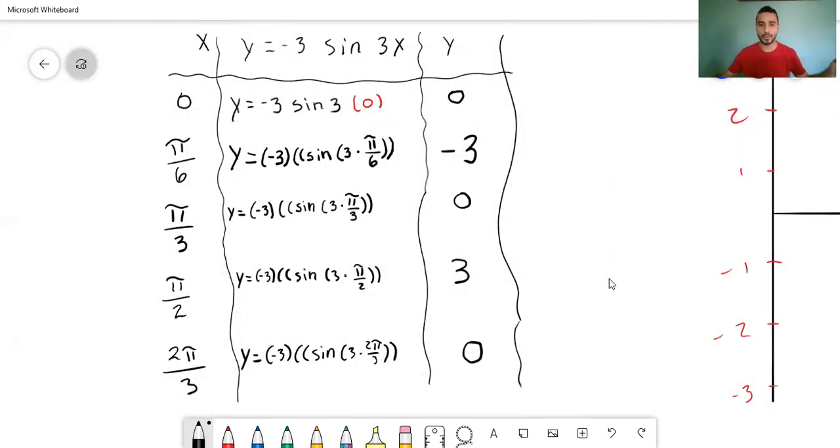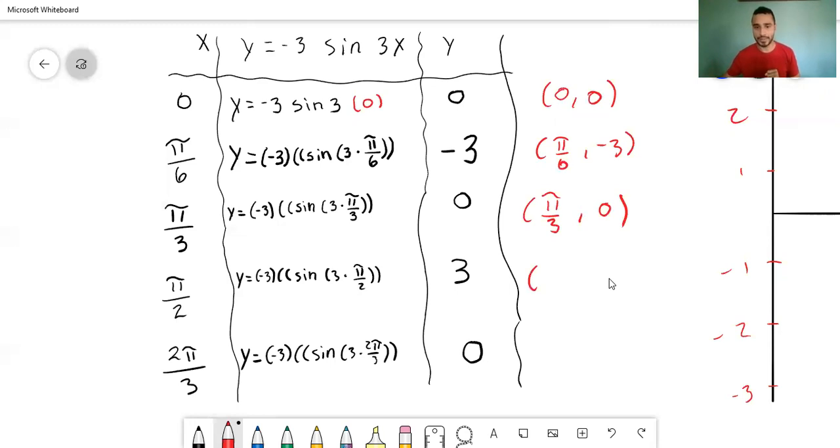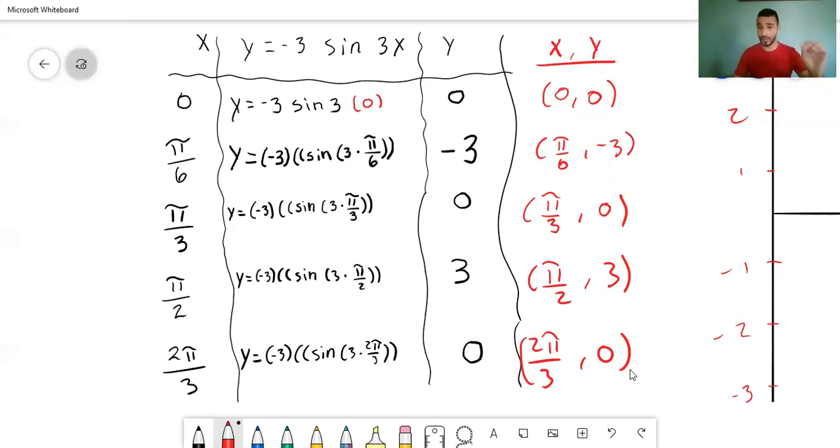So what is it that I'm going to do next? Graph. What am I going to graph? The ordered pairs. These ones, look: 0, 0; pi over 6, -3; pi over 3, comma, 0; pi half, comma, 3; and 2 pi over 3, comma, 0. Remember that the first values are going to be in x and the other values are going to be in y. So this is exactly what you guys are going to graph.